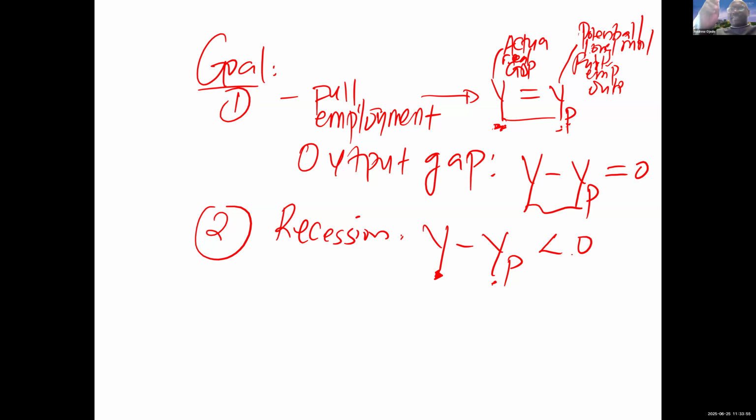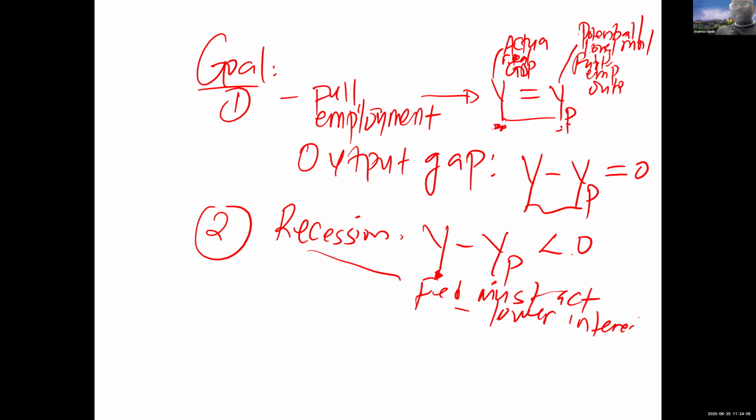So in this case, if there's a recession, we know the Fed must what? The Fed must act. Maybe the Fed is going to lower what? Lower interest rates to keep the economy strong, to grow the economy out of a recession. You know, we talked about that.